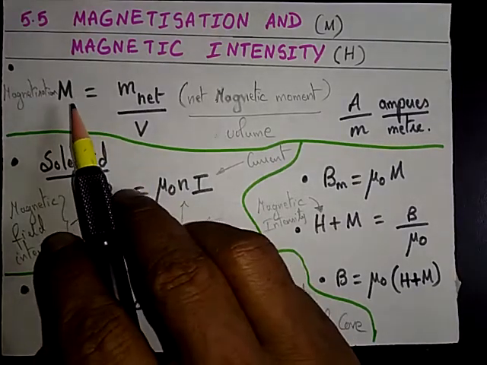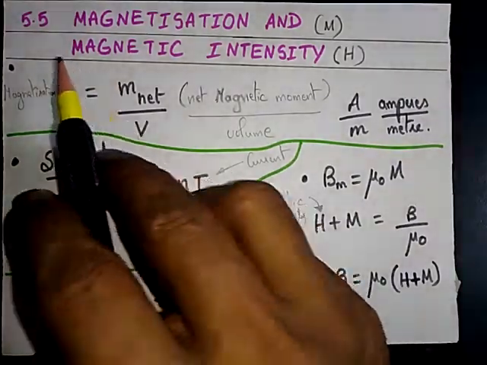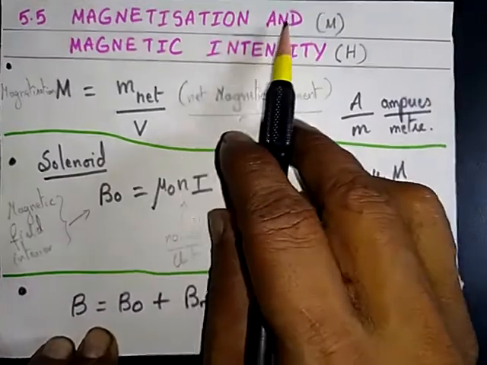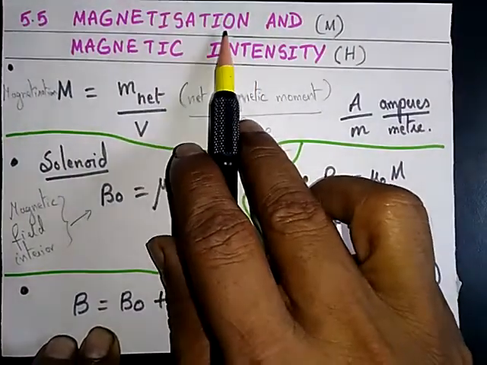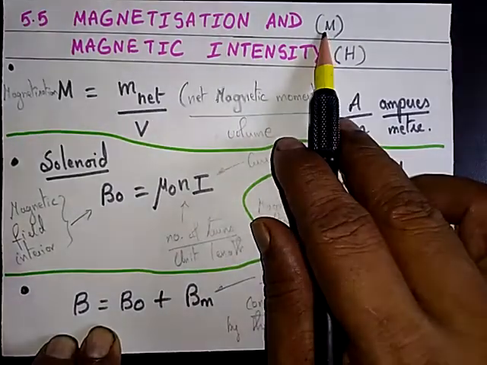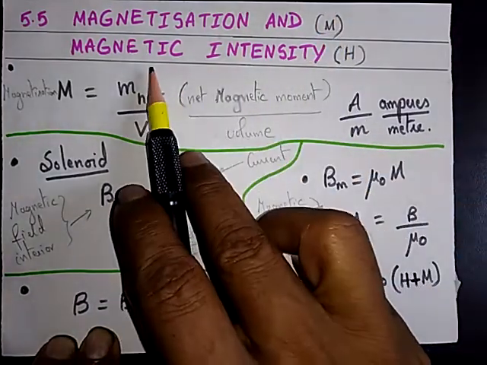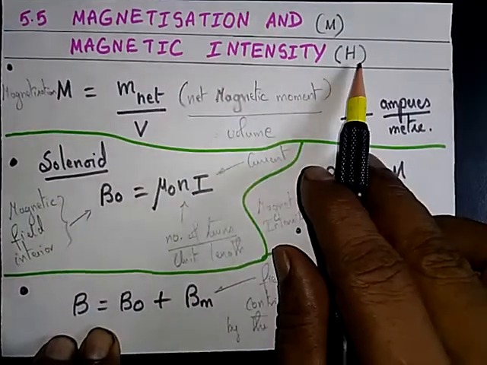Hello viewers, today we are going to see about magnetization and magnetic intensity. Magnetization we represent by capital M and magnetic intensity by capital H.